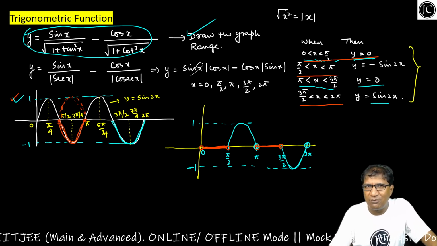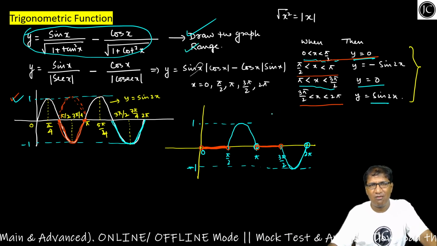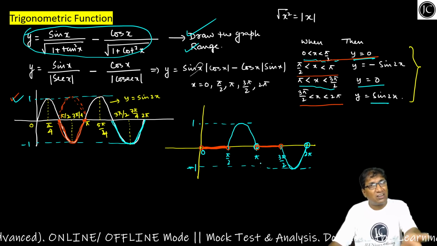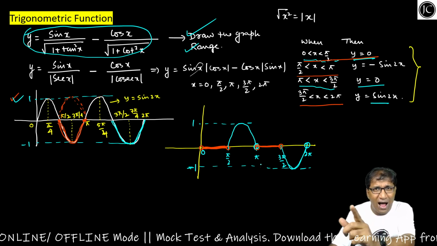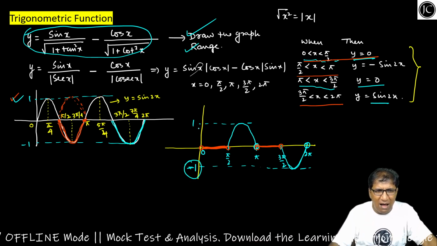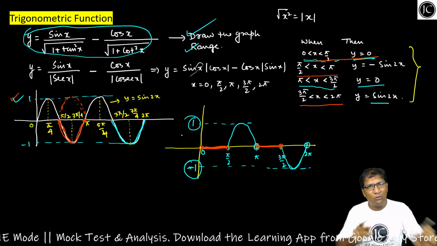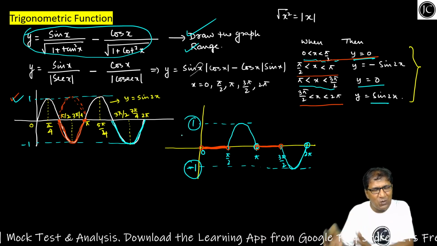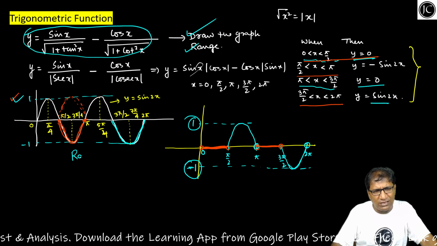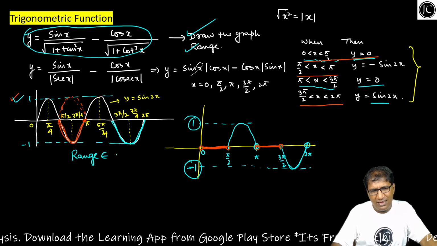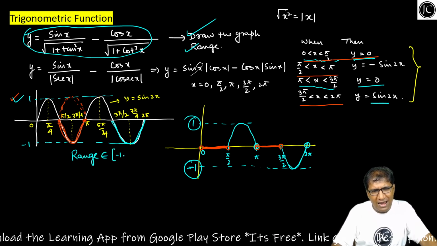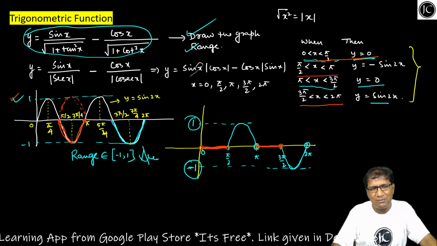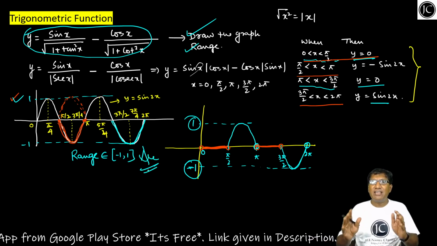Now, the second portion. What is the range? Now, easily we can see from the graph itself that your y is lying between minus 1 and 1. Your y is lying between minus 1 and 1. Therefore, the range of this function is from minus 1 to 1, and that's your answer. Is it clear to all of you?